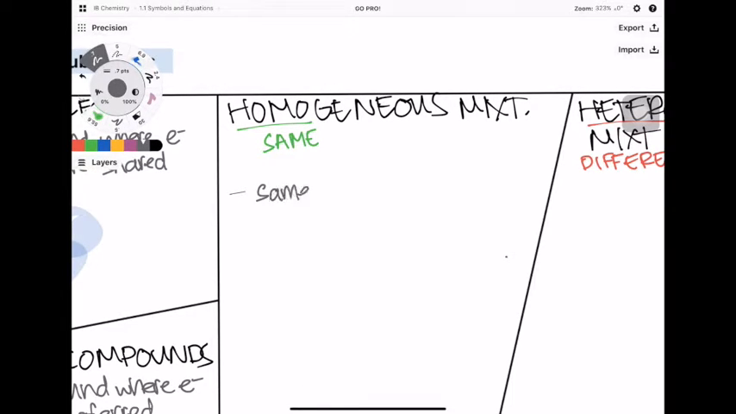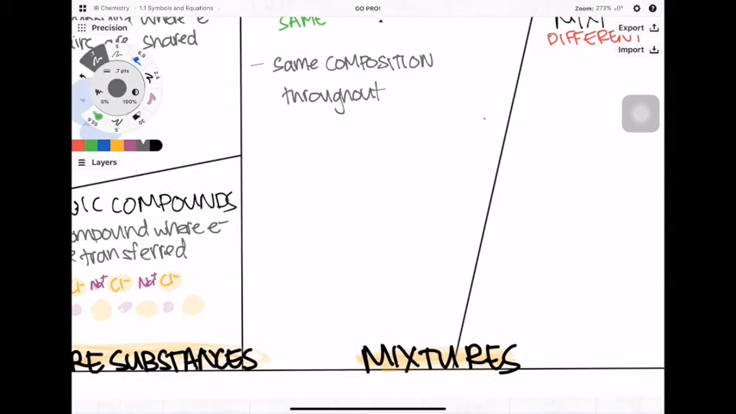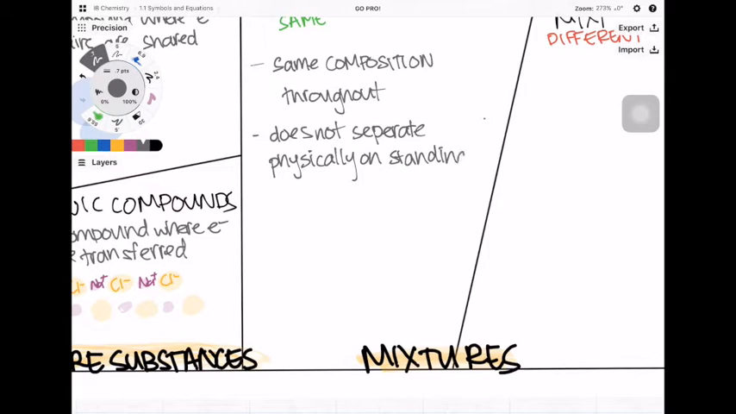So when we're talking about homogeneous mixtures, again, the prefix homo means same. The IB's definition of a homogeneous mixture is this idea that it has the same composition throughout. So if you took a spoonful of the mixture at the top, at the bottom, in the middle, the composition would be the same. If you let it rest over a period of time, it would not physically separate. So that's what it means. That's what does not separate physically on standing means.